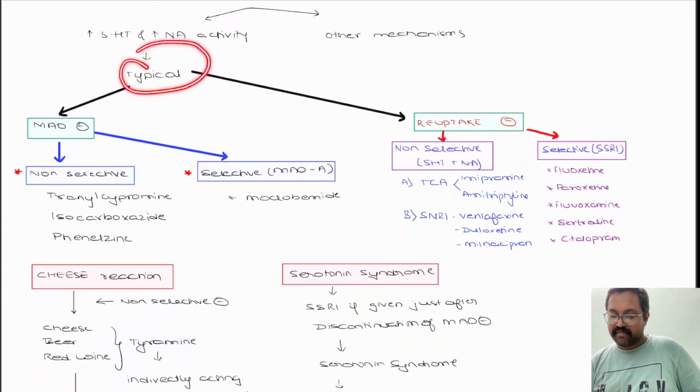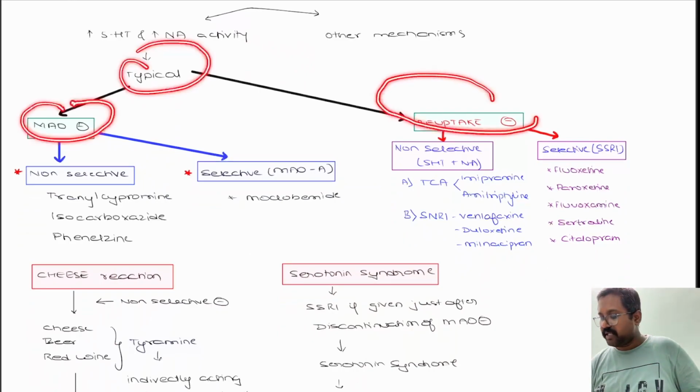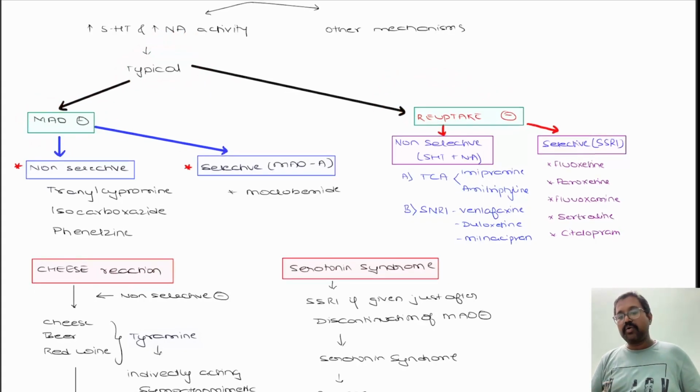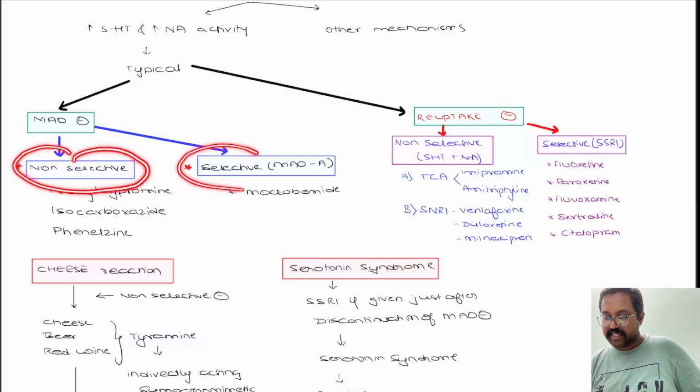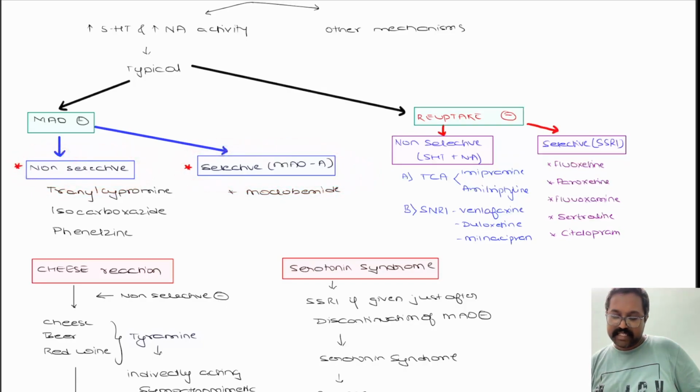Under typical, we have drugs which are MAO inhibitors and those drugs which are reuptake inhibitors. MAO is the enzyme which degrades 5-HT and norepinephrine; it is responsible for the breakdown of serotonin and noradrenaline. So we have non-selective MAO inhibitors and selective MAO-A inhibitors. Non-selective: tranylcypromine, isocarboxazid and phenelzine; selective MAO-A inhibitor: moclobemide.